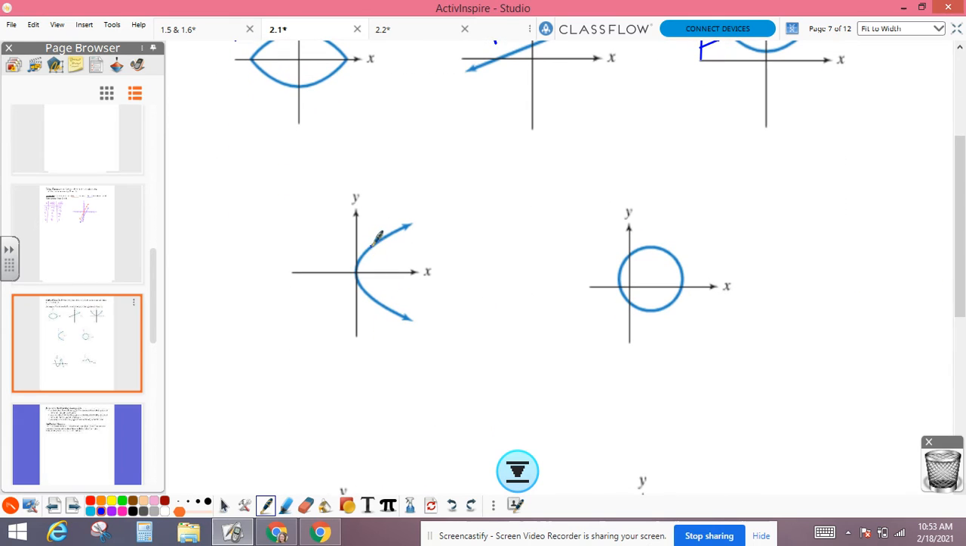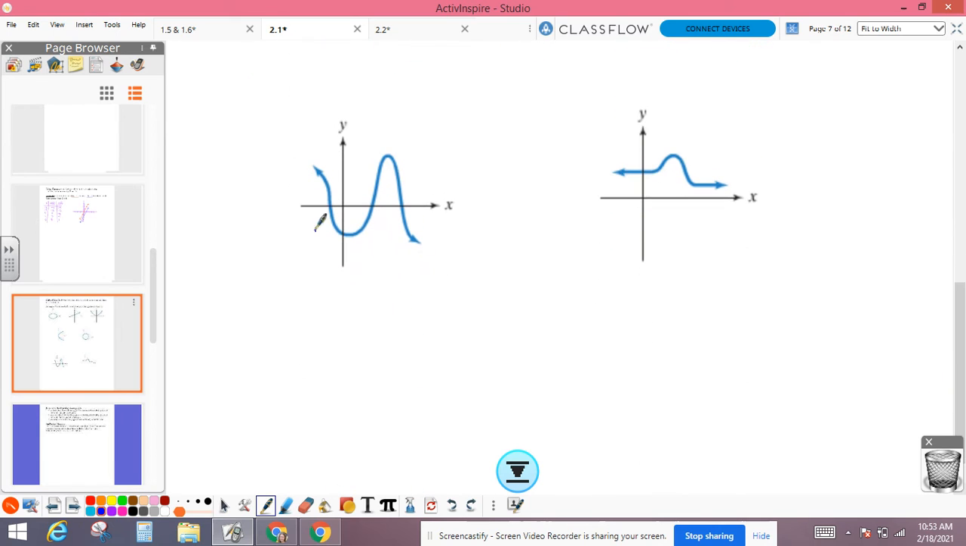This is not a function because you have points lining up vertically. This is not a function because you have points lining up vertically. This is a function because even though this is starting to go almost straight up, it's technically not. And then same thing here, this is a function.